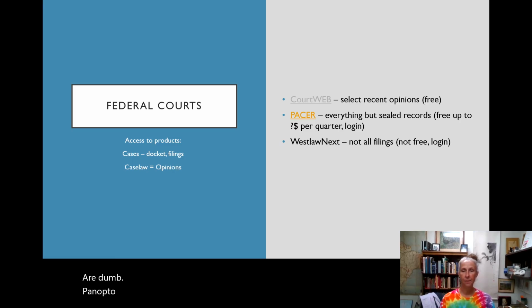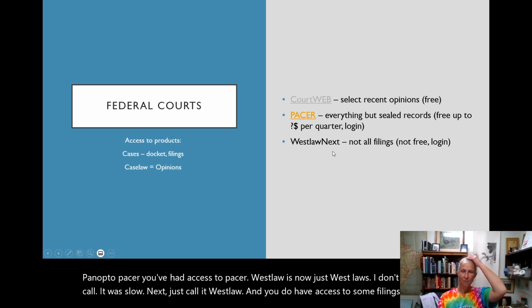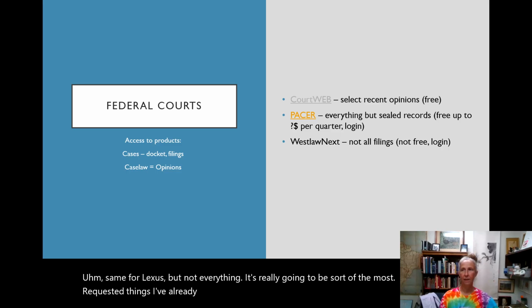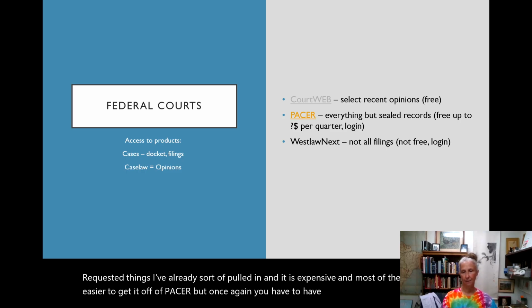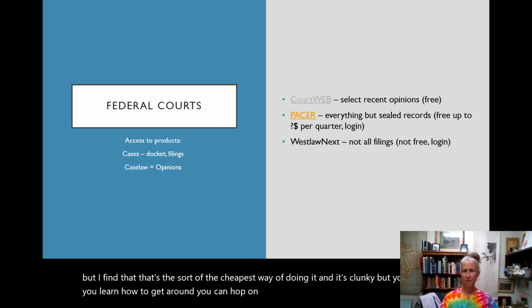Pacer, you've had access to Pacer. Westlaw is now just Westlaw. I don't think they call it Westlaw Next. They just call it Westlaw. And you do have access to some filings on there. Same for Lexis, but not everything. It's really going to be sort of the most requested things they've already pulled in. And it is expensive. Most of the time, it's easier to get it off of Pacer, but once again, you have to have a log on, so you have to sign up. But I find that that's the cheapest way of doing it. And it's clunky, but once you learn how to get around, you can hop on there. That's just going to be federal.